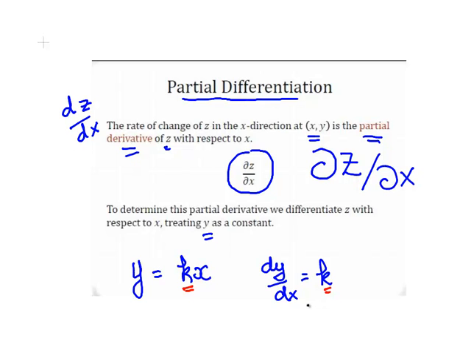So, as an example, suppose k here was 2, y equals 2x. That means dy dx is equal to 2. You just leave the 2 alone, basically, when you're differentiating with respect to x.